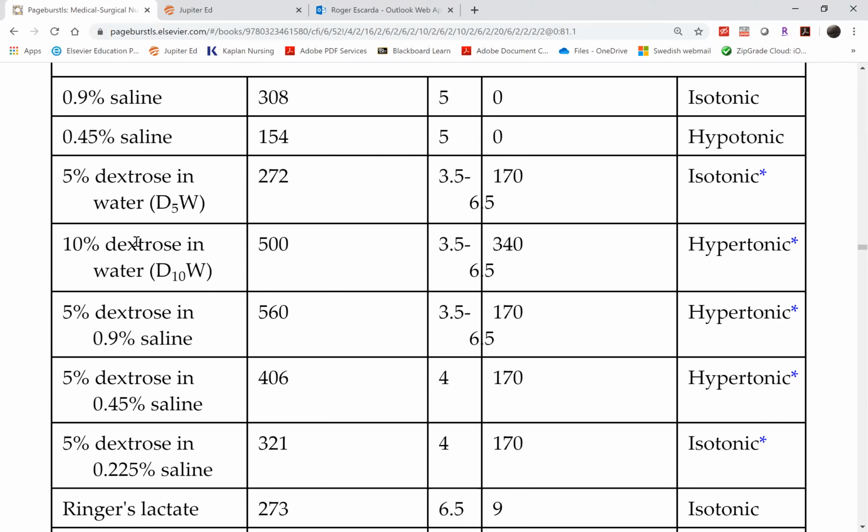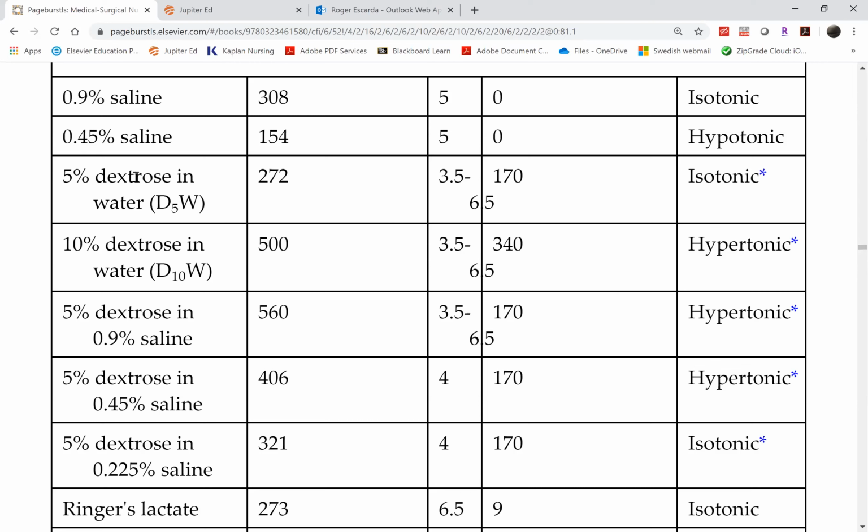Isos, we have 3. They are? Lactated Ringer's, D5W and saline. So those are our 3 isotonics, and we have 1 hypotonic, which is half normal, 0.45% saline. And the rest are hypertonic. Anything with dextrose in it, except D5 water, of course.